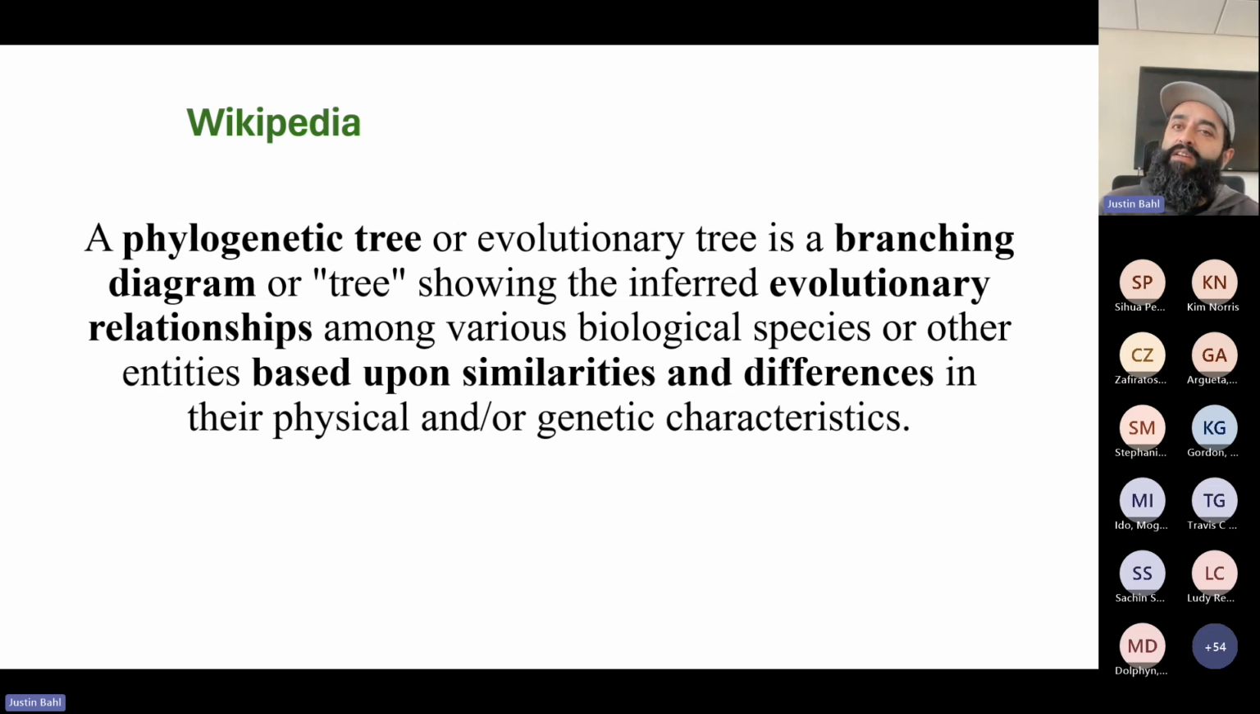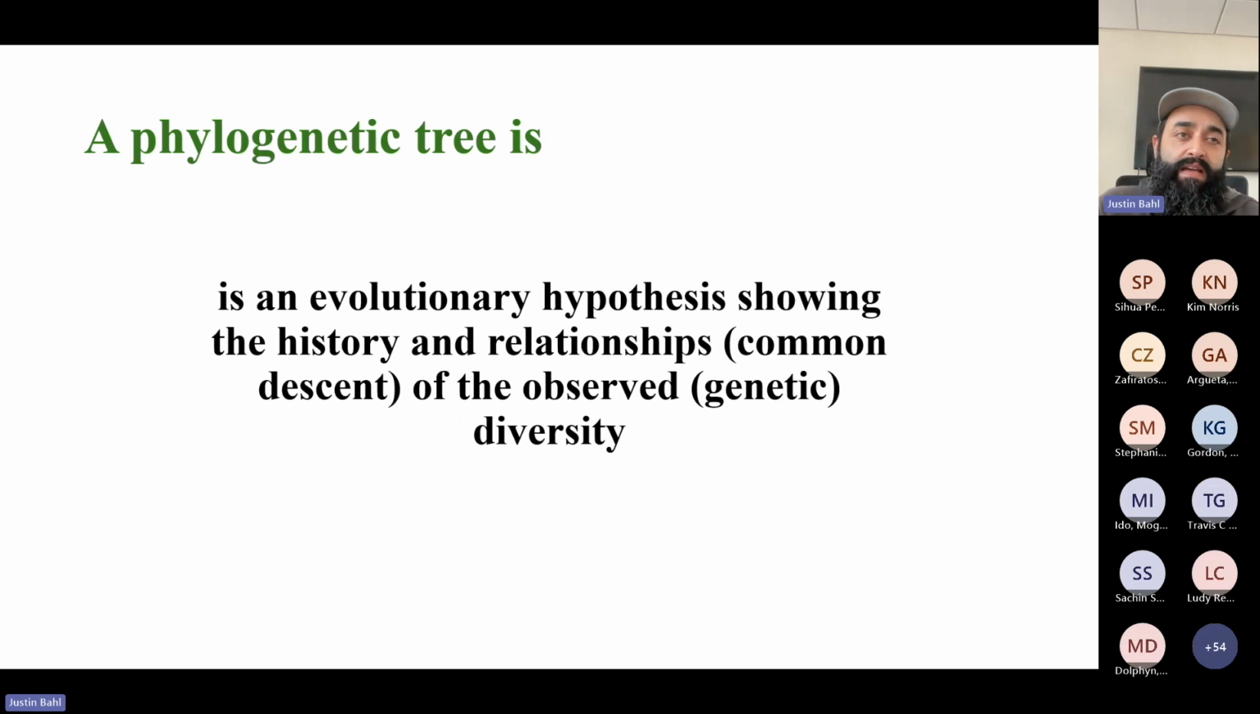I am not an artist. I don't do diagrams. I test hypotheses and generate hypotheses and investigate phenomena to understand the truth around me and what may have given rise to those processes. So the definition that I use is that a phylogenetic tree is an evolutionary hypothesis. It is a hypothesis that allows us to understand some of those evolutionary processes, and it shows the history and relationships through a process of common descent of the observed genetic diversity.